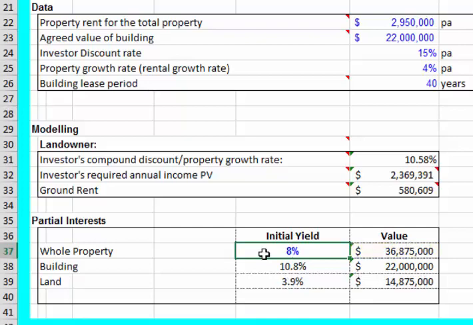And what I'd like you to do is give some thought to what's going on here, because it can teach you a fair bit about investment property and the way that it works, and also helps you to understand the complications of working with land values.